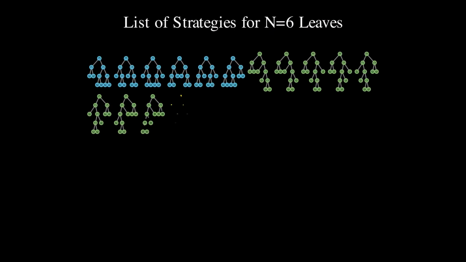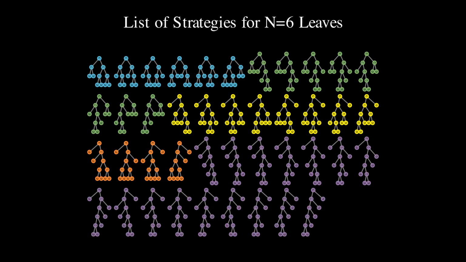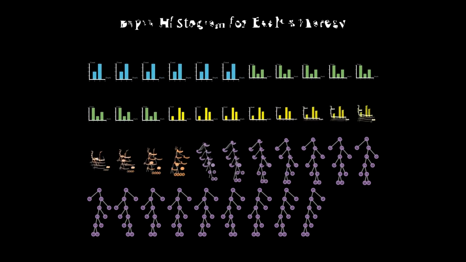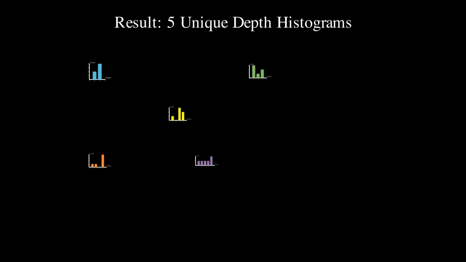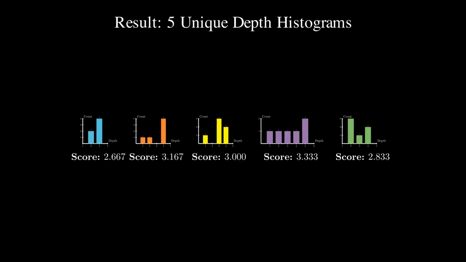Here we find a complete list of all search strategies for 6 faces. These are generated using a simple recursion program. They are color coded so that trees with similar depth profiles share the same color. We transform these strategies into depth histograms. Remember, the histogram is a summary of a strategy's performance. As we do this, we can merge the duplicates. This leaves us with just 5 unique strategies.